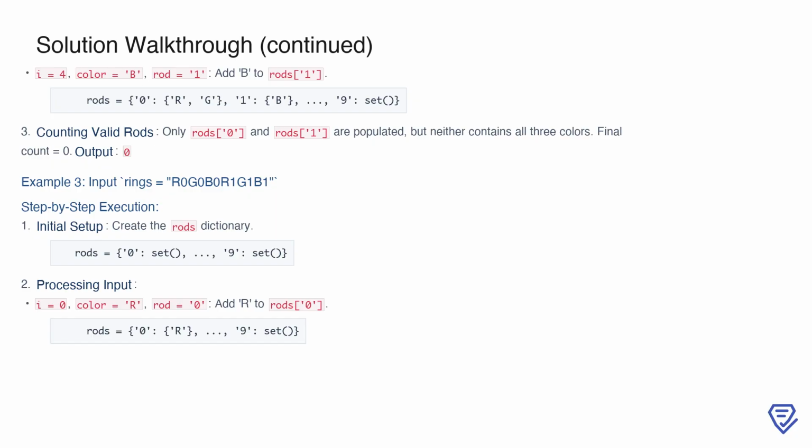When we count valid rods, we see that neither rod has all three colors. Rod 0 is missing B and rod 1 is missing R and G. As a result, the final count of rods with all three colors is 0. Therefore, the output for this example is 0. Let's now look at a third example to further solidify our understanding of the solution.